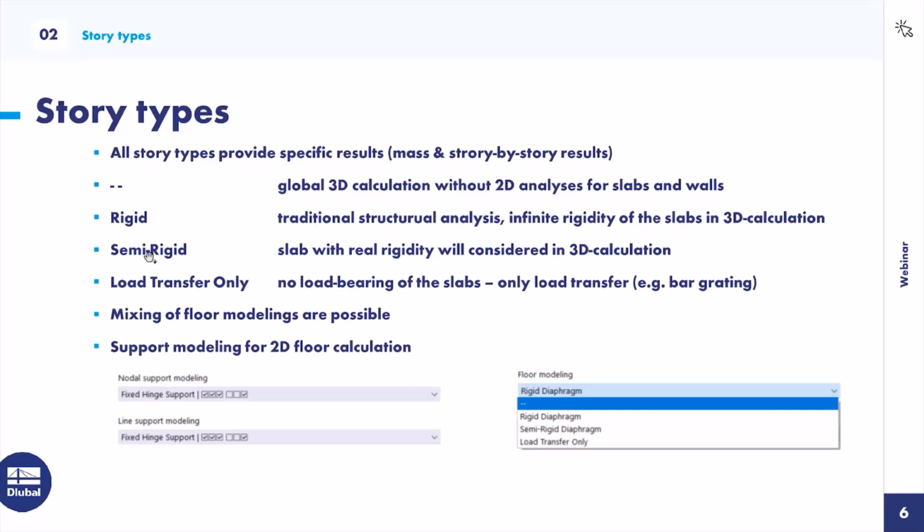So you see we have these 4 types, and it is possible to mix these floor modelings. So in your model, you can, for example, for the upper story, define a load transfer, and for the other, you can choose the others too. So mixing is possible, and you are free to design how you need it.